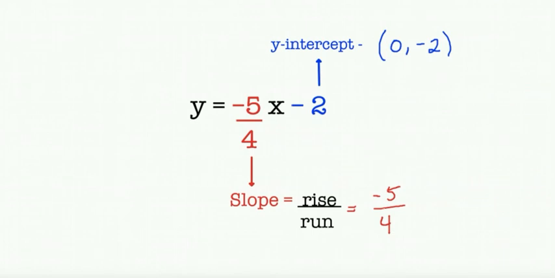And our run is 4, meaning after we start at our y-intercept and then go down 5 units, we're going to go to the right 4 units because our 4 is positive. And that's it.